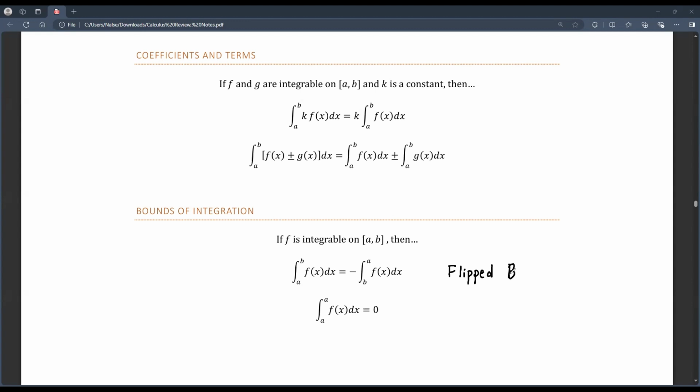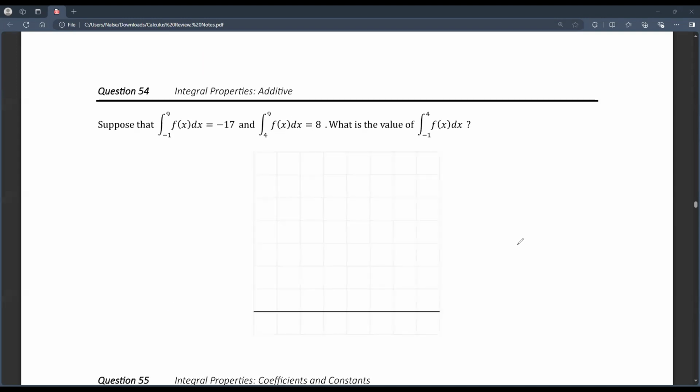Lastly, flipping the bounds of a definite integral gives a result that is opposite in sign. And a definite integral with identical upper and lower bounds is always 0.